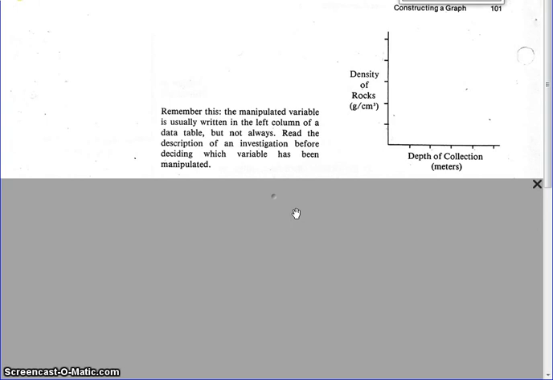Time. Table partner 1, go ahead and summarize today's lesson for table partner 2. Table partner 2, reflect back to table partner 1.